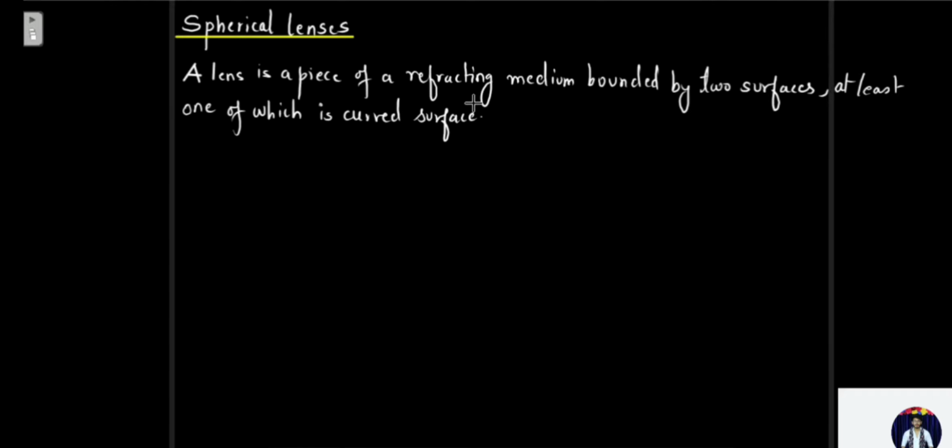Various optical instruments such as cameras, telescopes, projectors, microscopes, etc. use lenses, and obviously they cannot function without lenses. So a lens is a piece of refracting medium bounded by two surfaces, at least one of which is a curved surface. This becomes the definition of a spherical lens.